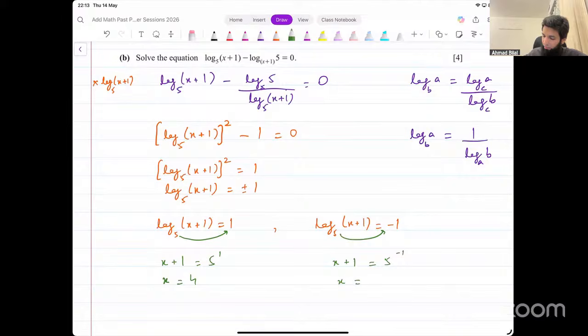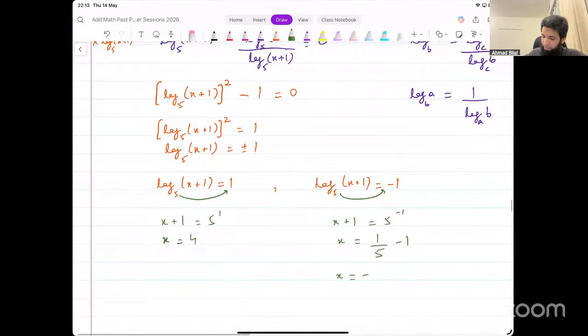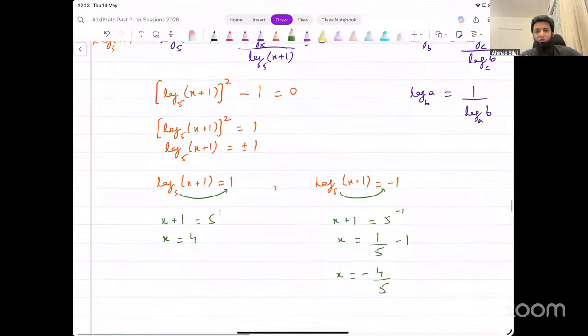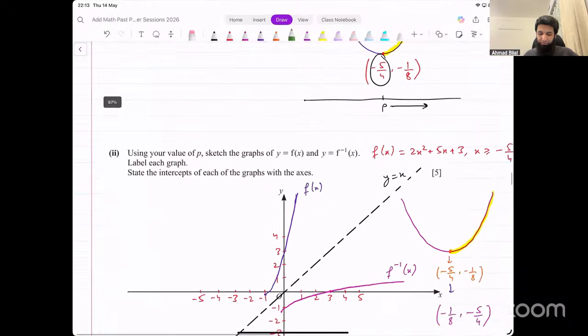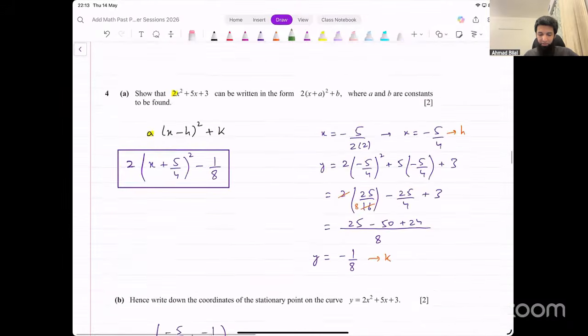Now 1 over 5 minus 1, and that gives us x equals negative 4 over 5. Now these are two possible values of x that we're getting. Okay? Now, whenever in any problem you get multiple answers, you should always check, are those multiple answers possible? In some questions, they tell you in the question that you get multiple answers. For example, let me show you something.